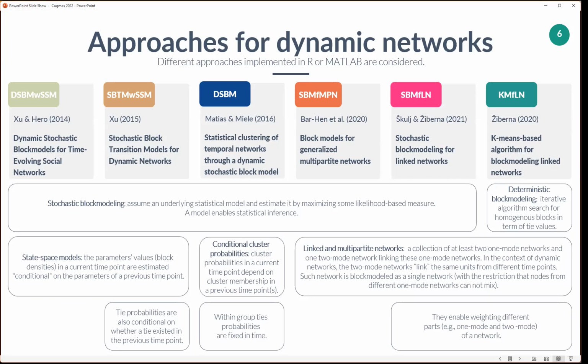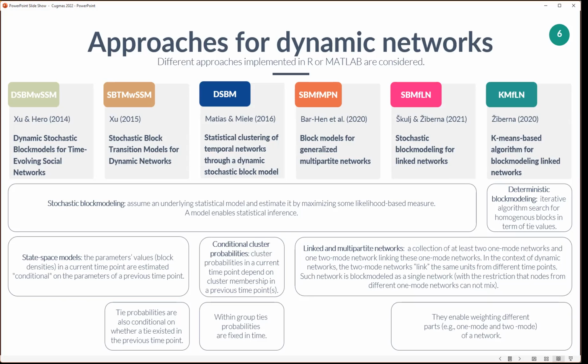According to how the temporal dimension is considered, these different block modeling approaches can be categorized into 3 groups. We have state space models and conditional cluster probabilities models. Here, the parameter values or cluster probabilities in a current time point depend on the parameter values or cluster memberships in the previous time points.